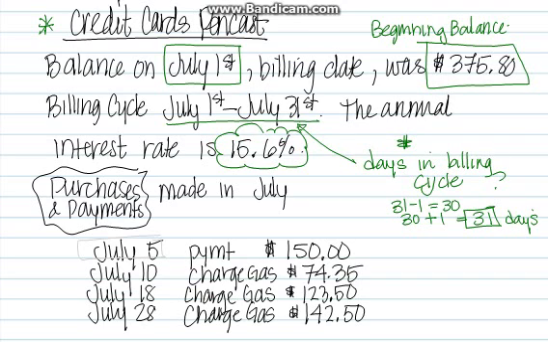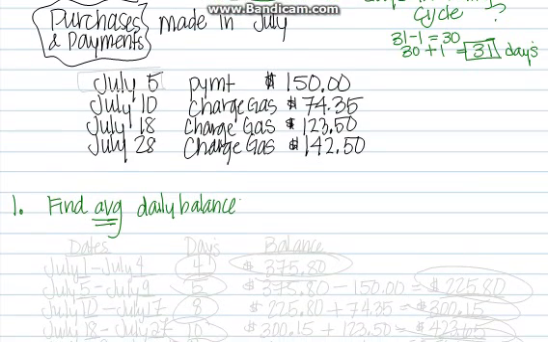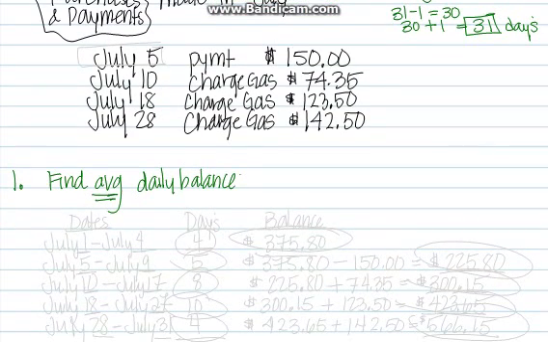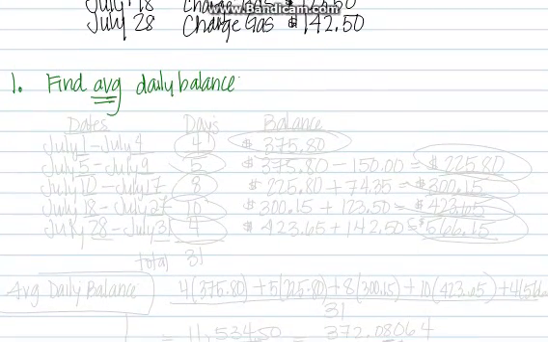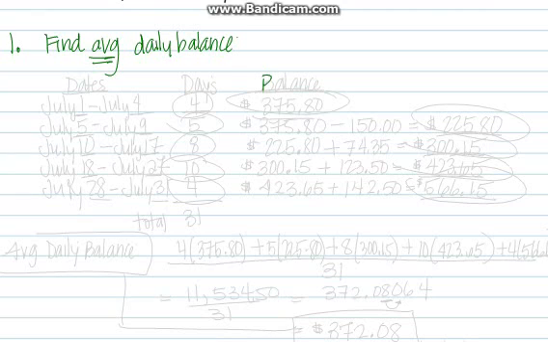Now to find the average daily balance, we're looking at our average of all of our purchases throughout the month or throughout the billing cycle. So we want to know on each day what our balance was, and then we'll calculate the average over these 31 days. So we know that originally we started with a balance of $375.80. That was our beginning balance. Now it didn't stay that for very long because on July 5th we made a payment. So we know that we started July 1st for this billing cycle.